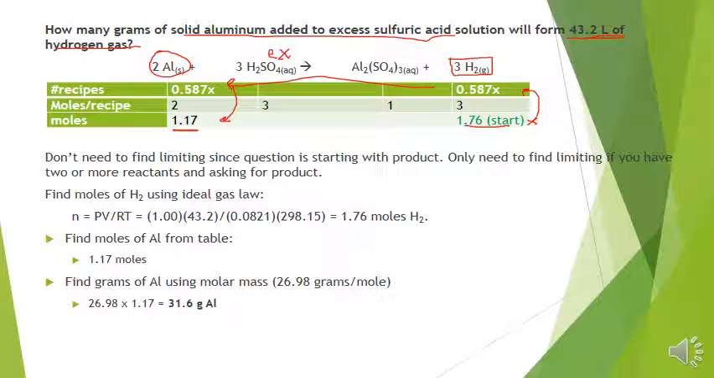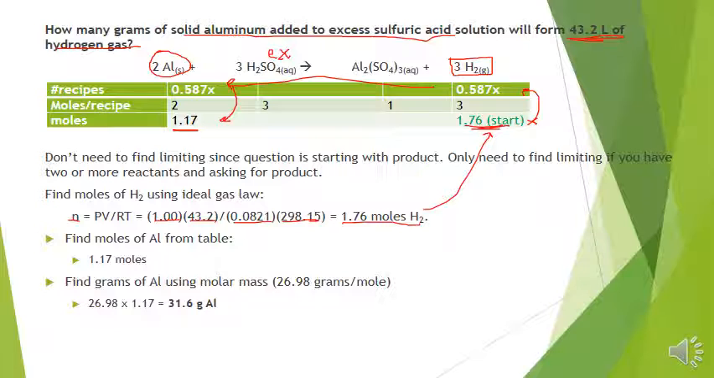Okay, so the first thing I have to do is find out how many moles. So I need to find moles of hydrogen. It's a gas, so I'm going to use the ideal gas law. N is moles. Rearrange the equation, so n equals PV over RT. I told you at the very first slide that the atmosphere is 1. The volume is 43.2 liters, the universal gas constant, and the temperature converted into kelvins is that. Simply do the math, and you end up with 1.76 moles of hydrogen.